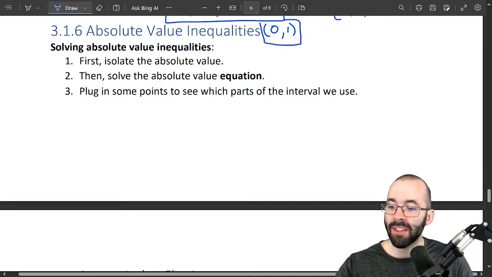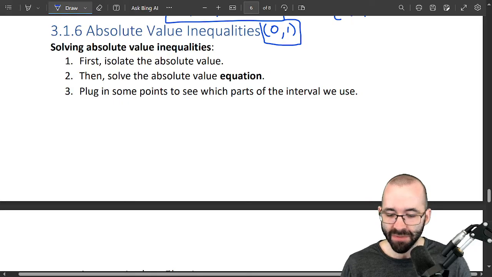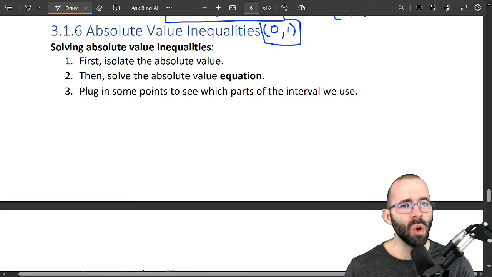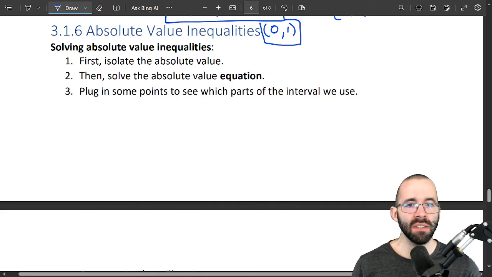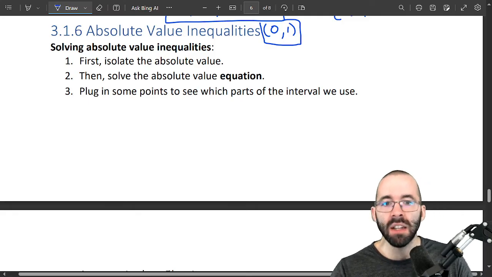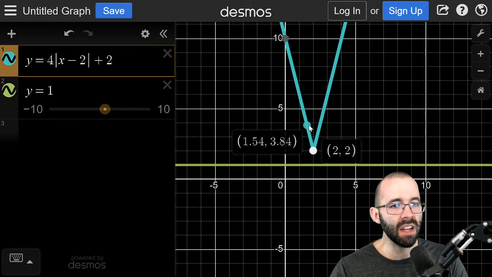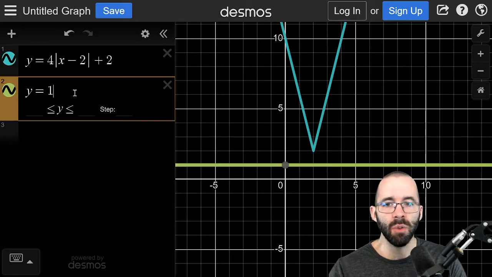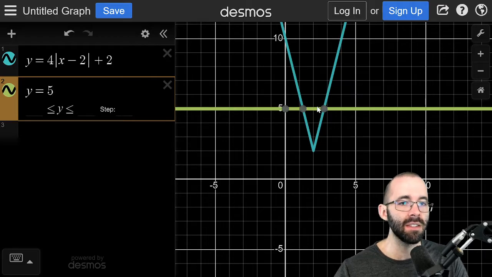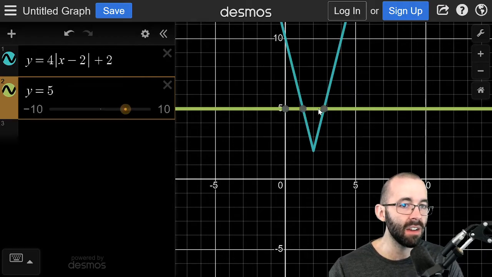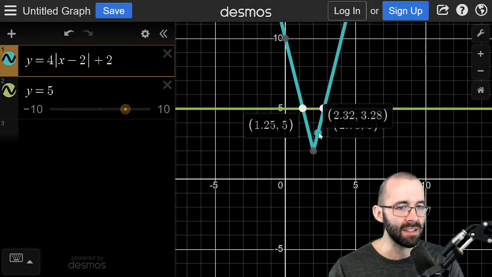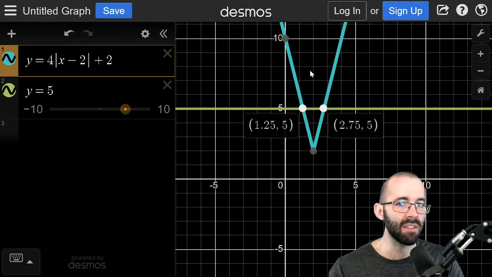We'll introduce the material, and then we're going to do some more practice in the next video. So absolute value inequalities are basically solving absolute value equations, okay? And then we just plug in a couple points to see which parts of the interval we use. Because if you remember, absolute value functions look like V's. So if we're looking at when this equation is smaller than 5, we can just find when it equals 5 and then decide, well, do we need to be inside the V or outside the V?